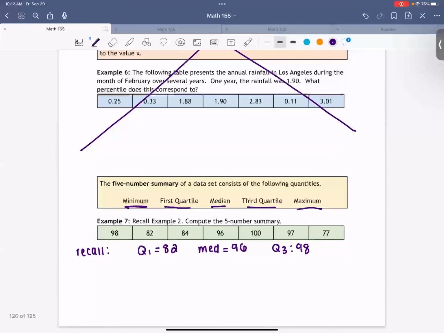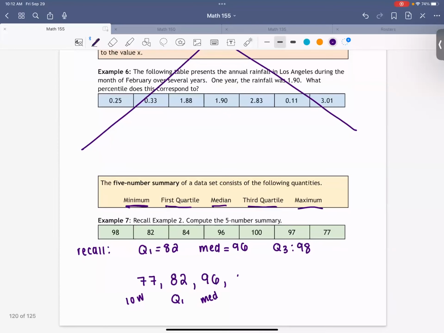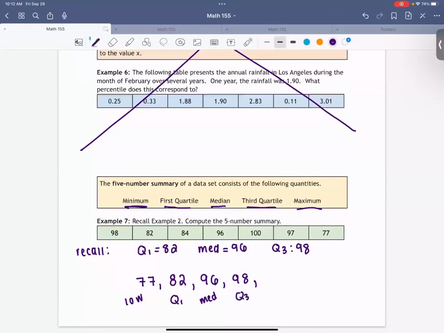Okay, let's say if I wanted to find the 5-number summary, the first thing I need to do is find the lowest number. What is the lowest number in the set of data? 77, right? So that goes first. Okay, so it's the lowest. What should go next? 82, right? Because that's my first quartile. What goes next in my 5-number summary? 96, perfect, because that's my median. What goes fourth? 98, because that's Q3. And what is my highest number in the set of data? 100, perfect. So this is my 5-number summary.